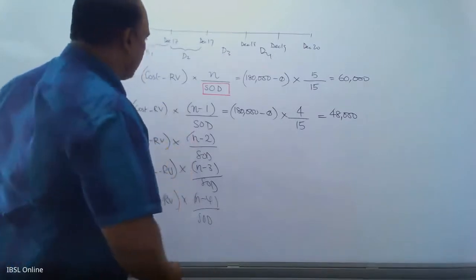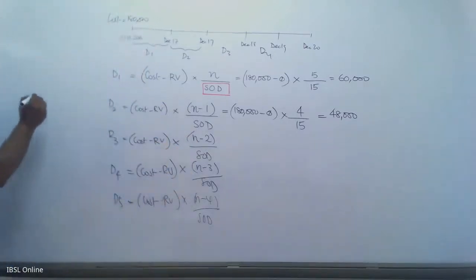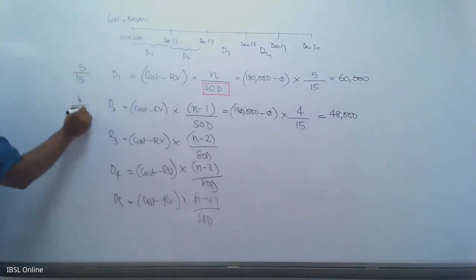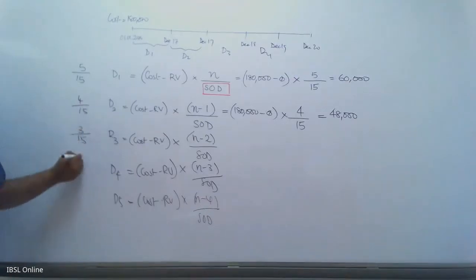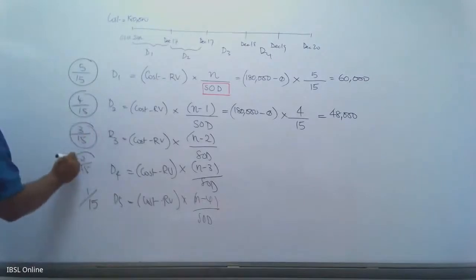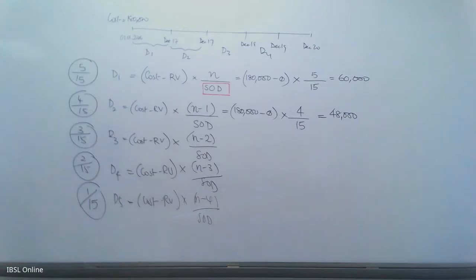So what is happening actually? There are weights applied. 5 upon 15, 4 upon 15, 3 upon 15, 2 upon 15, and lastly 1 upon 15. This is what is known as the weights. We said there will be weights used in the calculation. This is the weights. So you can take down this.